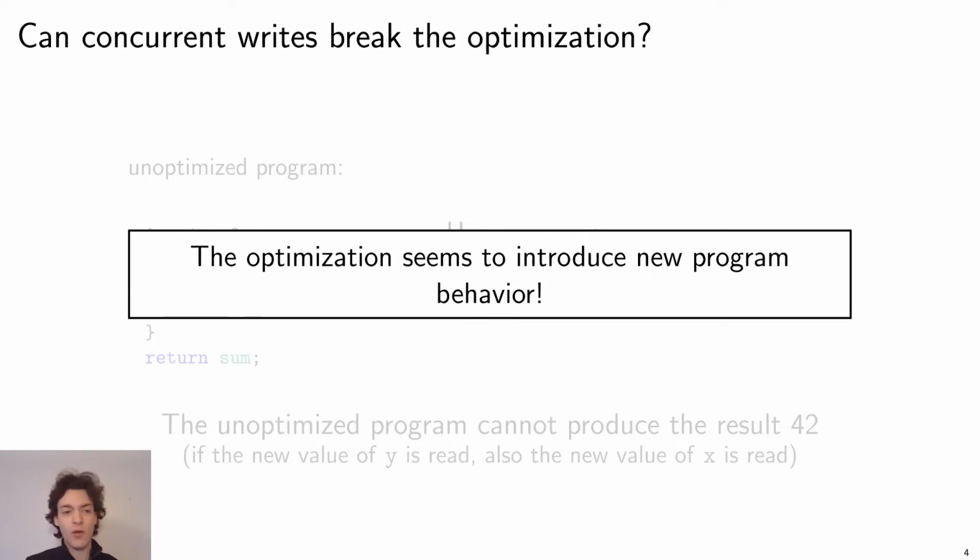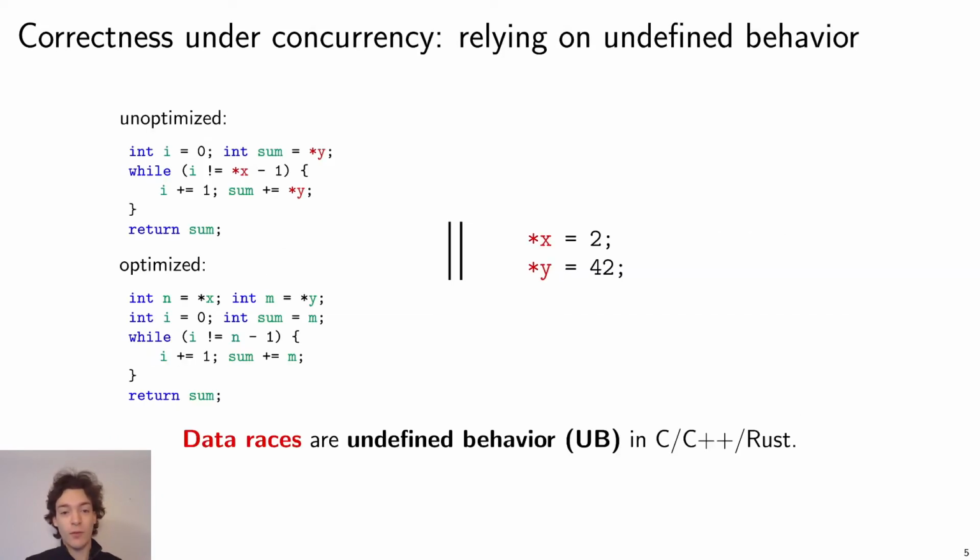The reason why the optimization is in fact correct is that there is a data race between the two threads in this example, since one thread is reading from x and y while the other is writing without any synchronization. In C and C++, programs with data races have undefined behavior, or short UB. This means that the programmer has to guarantee the absence of data races, and so the compiler can assume that no concurrent thread is writing to x or y.